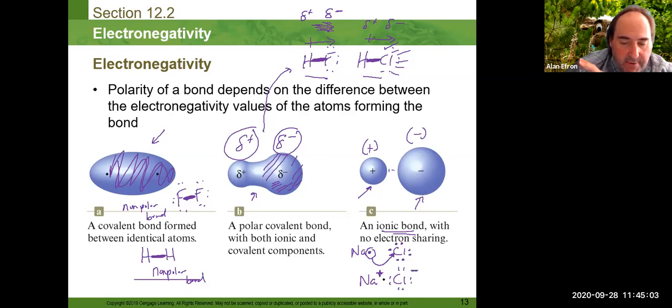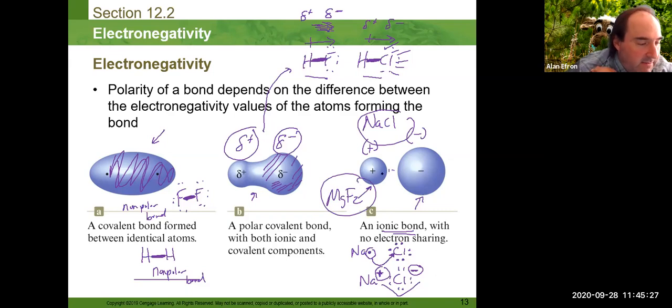And again, it's that positive-negative attraction that holds it together. Absolutely no sharing of electrons, even though we have dots there. They're not being shared at all. The electron has completely transferred from the metal to the non-metal in that particular case. So something like sodium chloride, any metal and non-metal that comes together, is an example of that. Magnesium fluoride, also metal and non-metal, would be an example as well. So those are sort of real life examples of each of these different types of bonds.